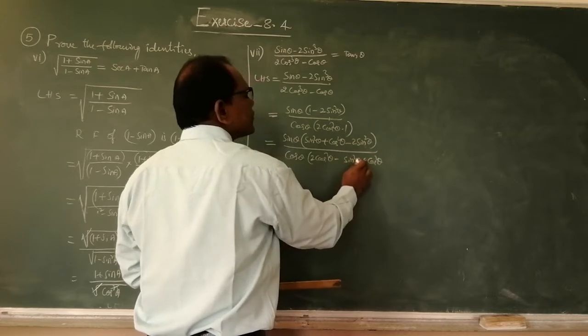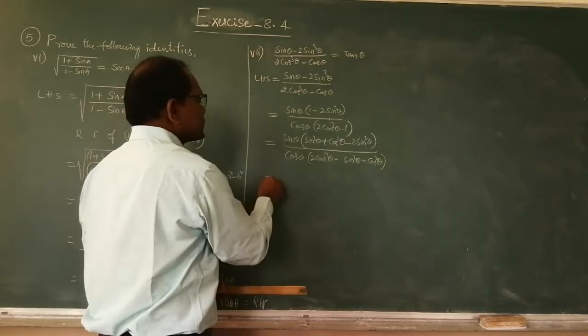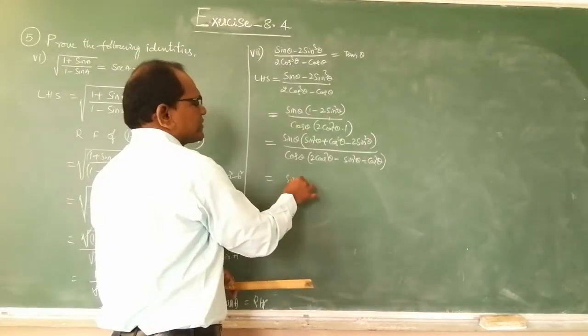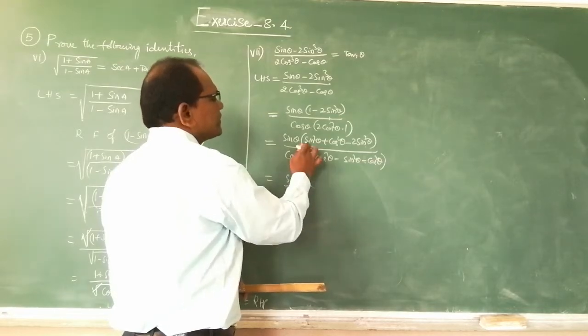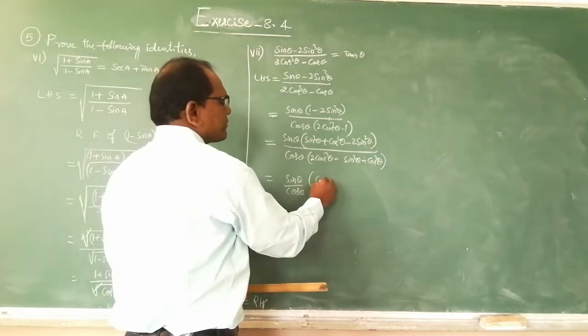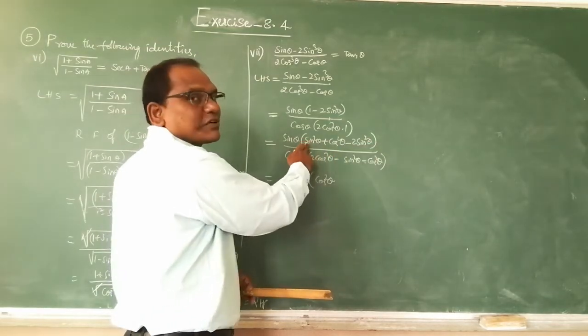Therefore sin theta by cos theta, sin theta by cos theta. Here you have to write sin square theta. Now, in the numerator, first I write cos square theta minus 2 sin square theta plus 1 sin square theta.